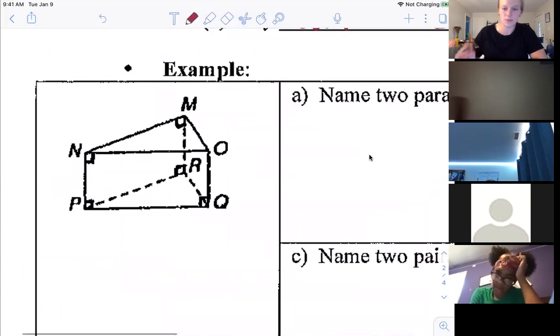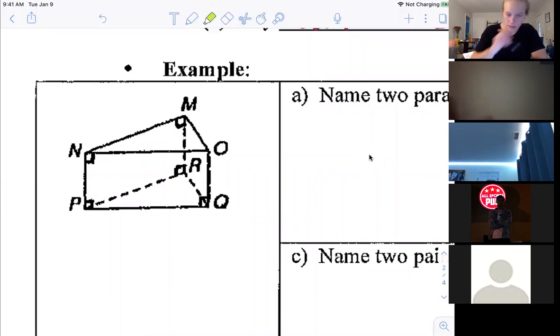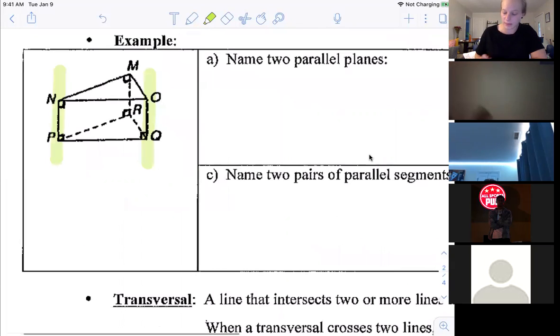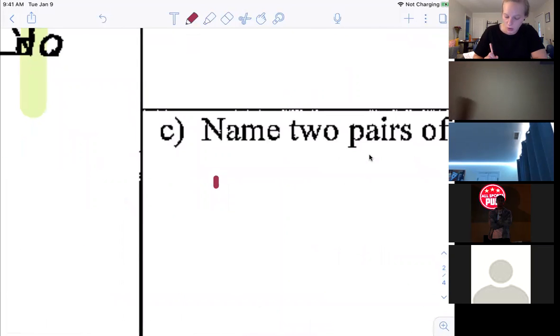Can anybody name 2 parallel planes for me? OQ and NP. Give me a couple more letters. Give me 3 letters for each one, for a plane. Good. Okay, Nolan, I think you gave me parallel lines. So I'll actually write that down while we're thinking about it. Parallel segments, you said OQ and NP. So that was letter C.